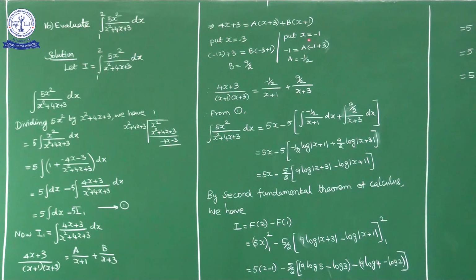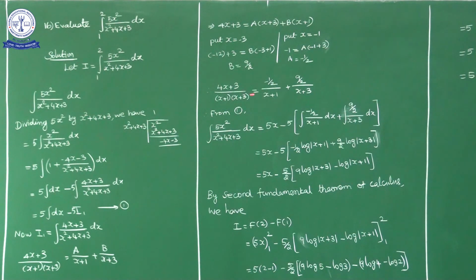So by substituting x value minus 1, left hand side is how much? Minus 4 plus 3, minus 1, is equal to a into (minus 1 plus 3). So 2a. So 2a equal to minus 1, a equal to minus 1 by 2. So substituting a value, b value, what we can write? (4x plus 3) upon (x plus 1) into (x plus 3) is nothing but minus 1 by 2 upon (x plus 1) plus 9 by 2 upon (x plus 3).